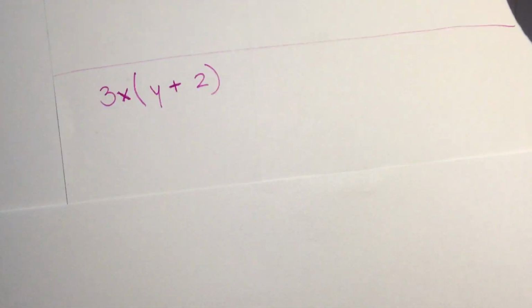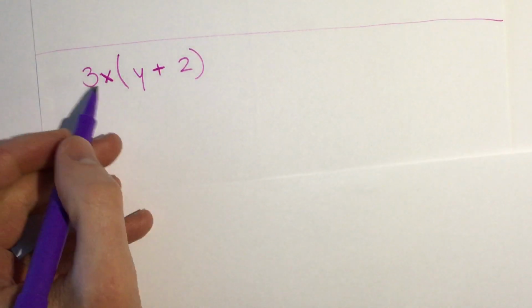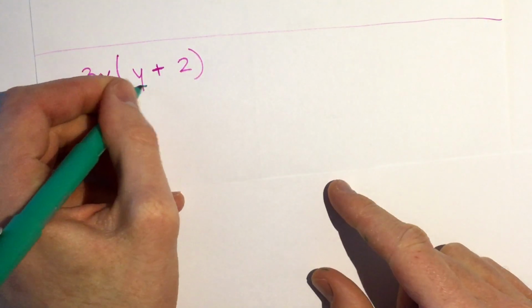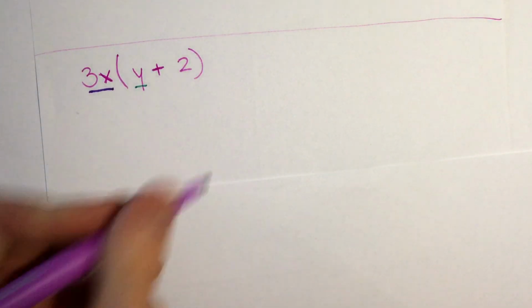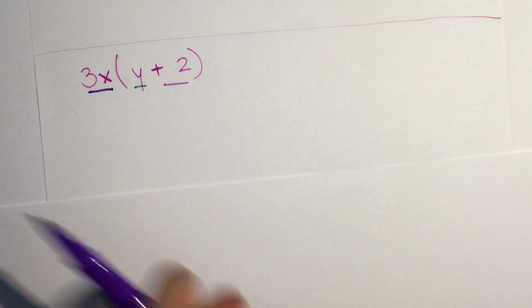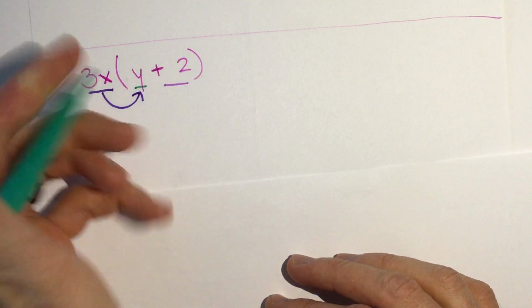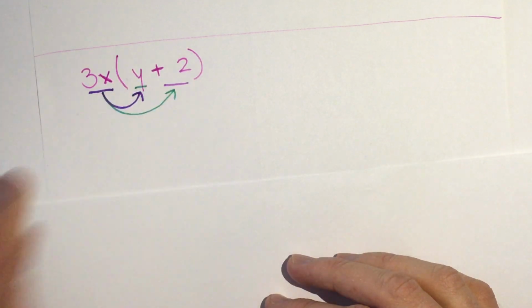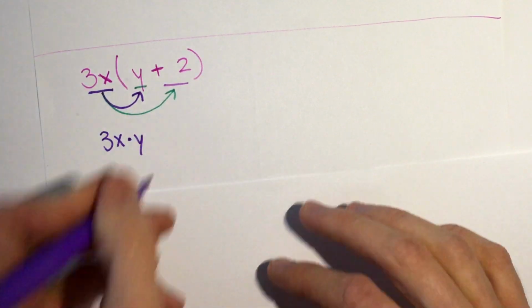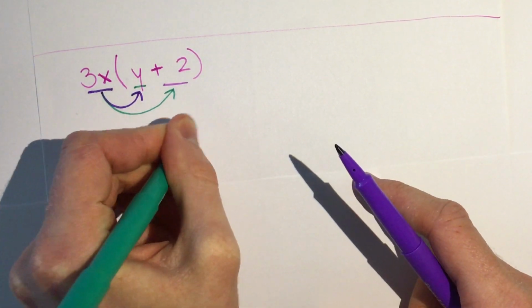Let's look at one more that has multiple variables, x and y. On the front, we have 3x. Inside, we have y plus 2. So if we look at multiplying this, we're going to take not just 3, but 3x and multiply it by y, and then 3x times 2. So if we write this, we'll have 3x times y plus, in a different color, 3x times 2.